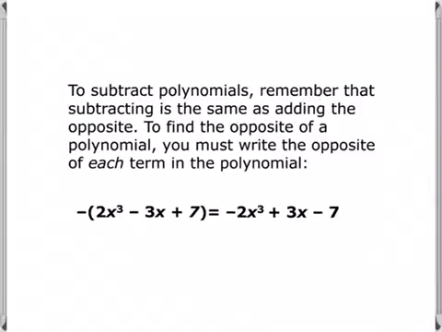To subtract polynomials, remember that subtracting is the same as adding the opposite. To find the opposite of a polynomial, you must write the opposite of each term in the polynomial. So when they show us subtraction and they put parentheses out in front of the polynomial with the subtraction sign out in front, like they have here, you've got to distribute this subtraction throughout before you start combining like terms.